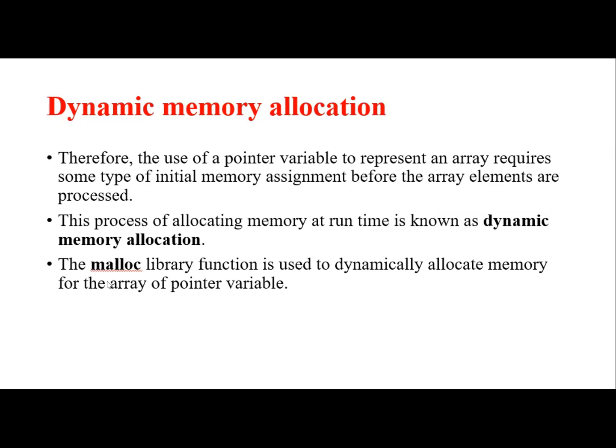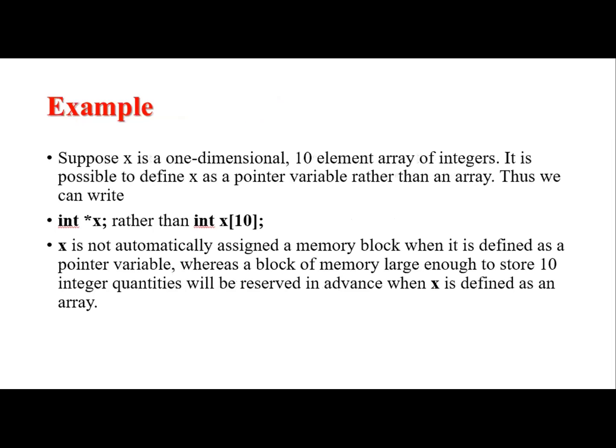To do that, there is a library function called malloc, the memory allocation function. This function is used to dynamically allocate memory for the array of a pointer variable. Let us see how we can do that. For example, suppose X is a one-dimensional array and we require 10 elements to be stored. We can define the pointer variable int *X, instead of typing int X[10].